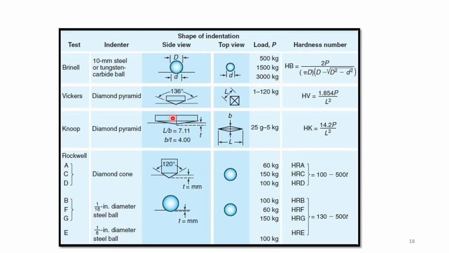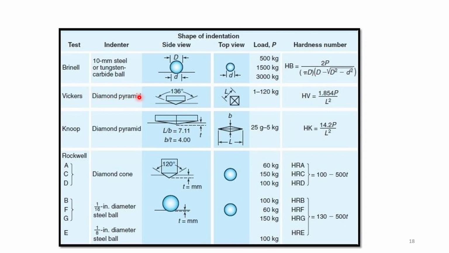Now these are the various indenters and loads that I used. In case of Brinell, you use 10 mm steel or tungsten carbide balls. These are spherical balls having load between 500, 1500 or 3000 kg. And this is the formula that is used, which depends on load and the diameter of indenter and indentation.